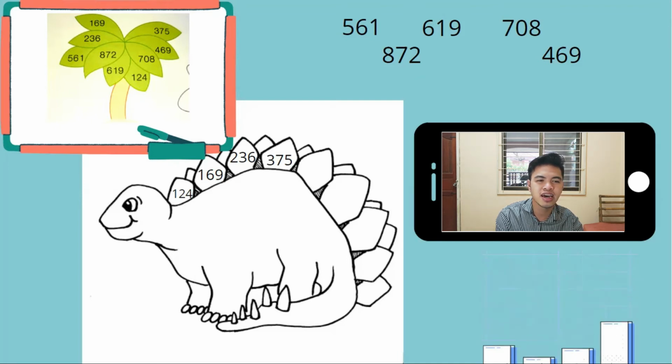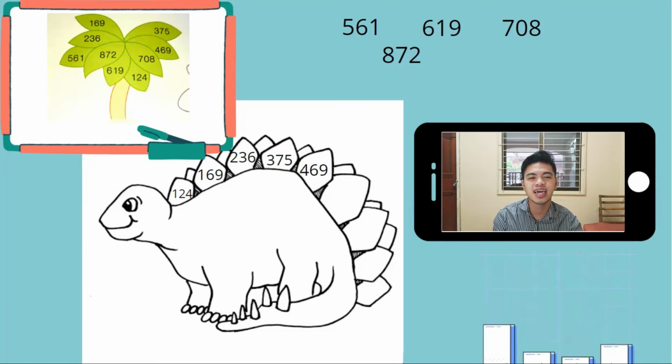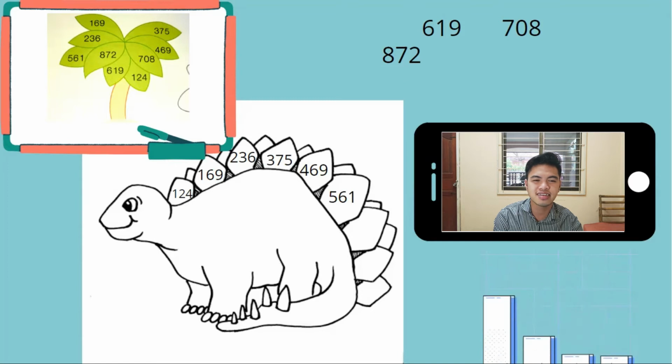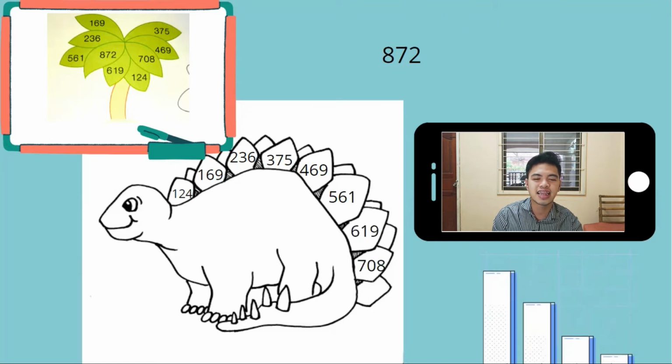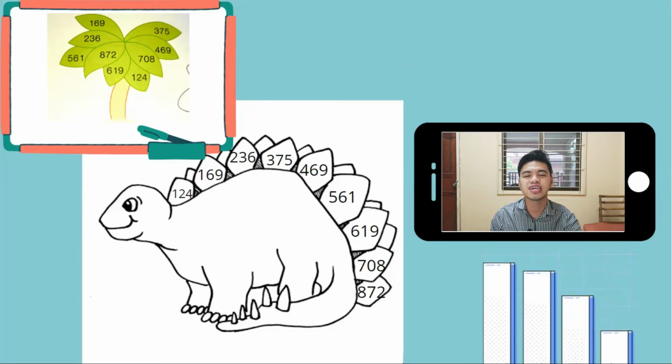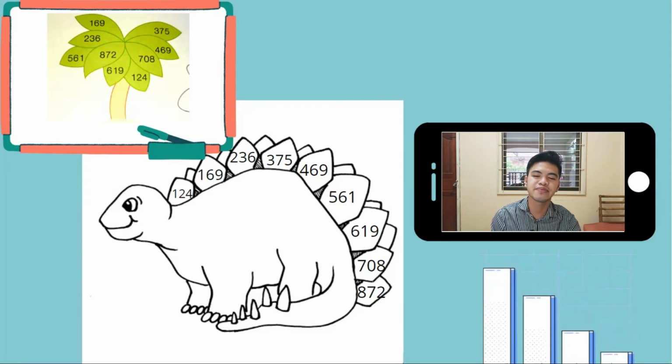Okay, it will be 469 and then 561 and then 619 and then 708 and lastly 872. Okay, so that is what we are going to do, kids. We're going to write each number from the leaves to the Stegosaurus, okay?